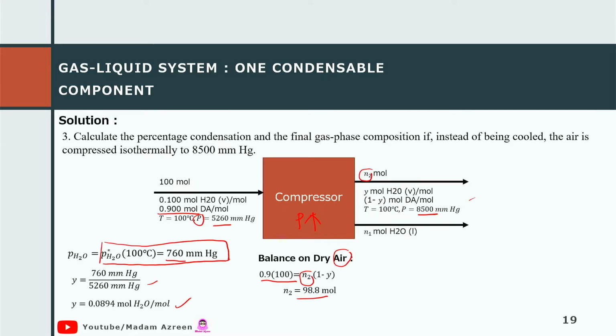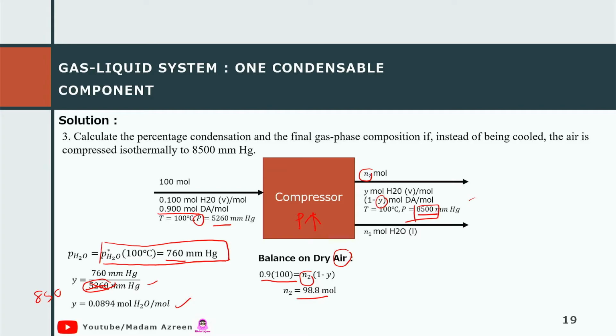Saya rasa yang ini sepatutnya nilai dia yang ini. Kena cek balik. Tak silap saya dia kena nilai yang inilah, sebab ini menunjukkan final condition, y ni. So yang ni tukar, salah ni. 850. Okay, tak apa, nanti saya cek balik.